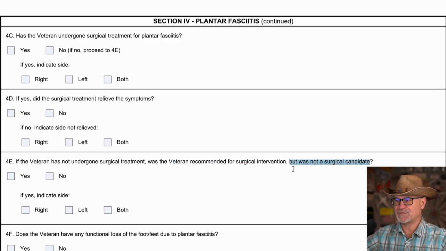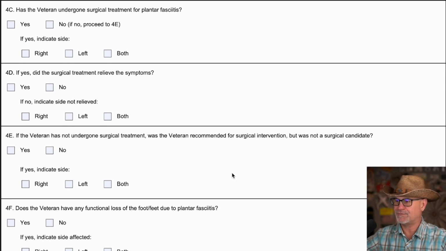So this is the part where they actually suggest surgical treatment, which isn't going to happen for most of you guys. But were you recommended and did you deny it? That might hurt you a little bit. But if you need the surgery, go have the surgery. Hopefully you get a doctor that's halfway decent.